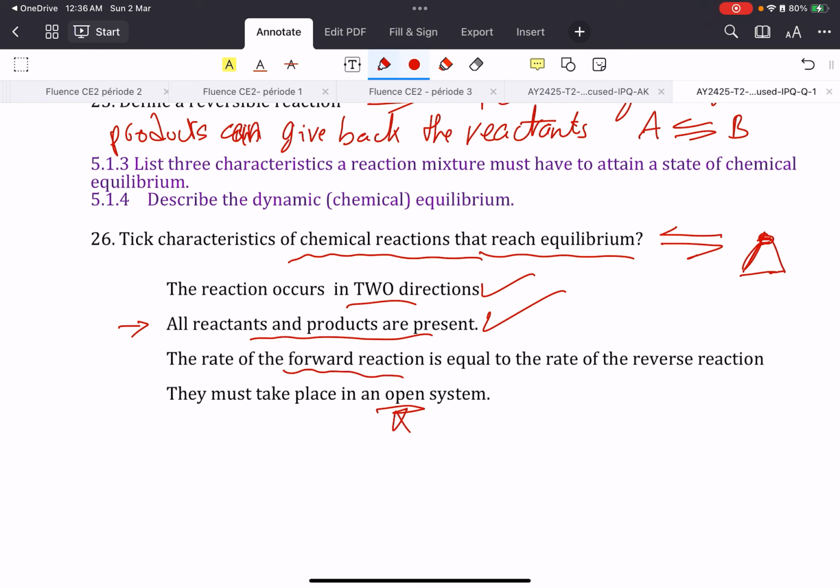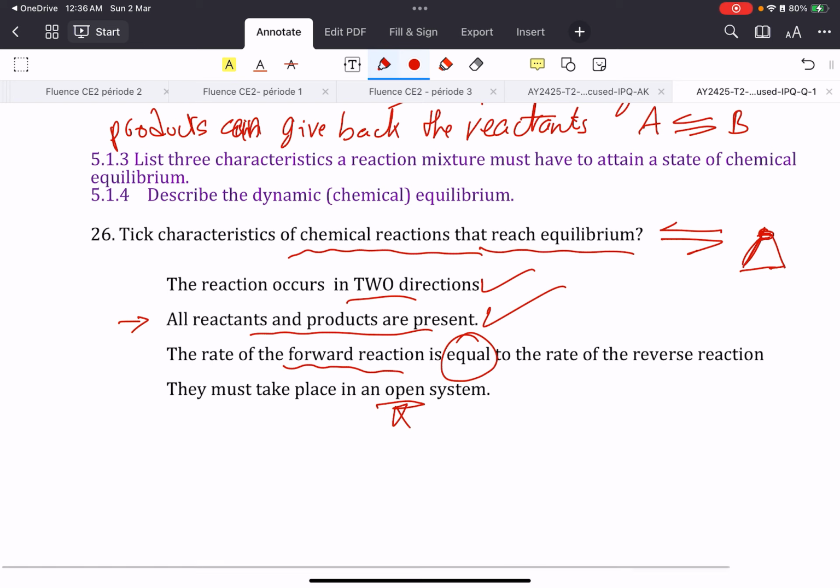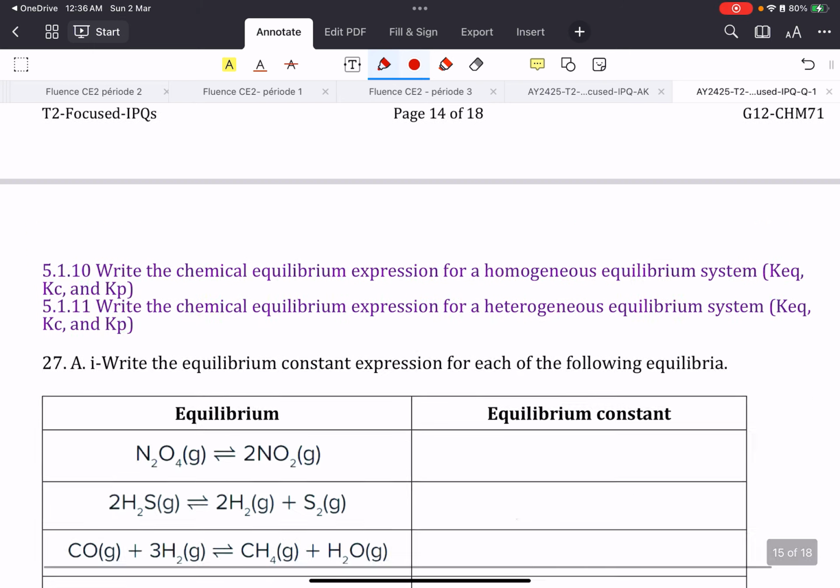The rate of the forward reaction is equal to the rate of the reverse reaction, and the concentration of reactants and products must be constant. So 1, 2, and 3.